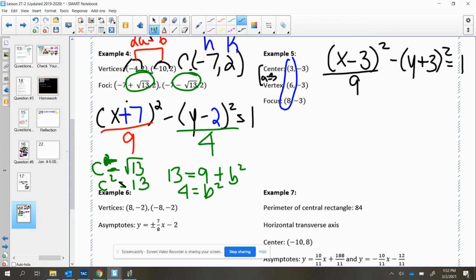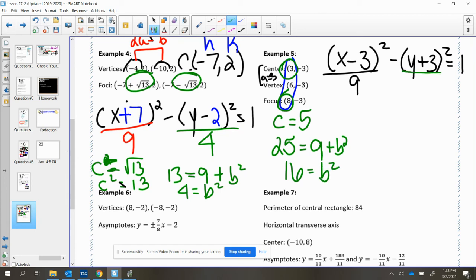And very similar to the last problem, in order to get from our center to our focus, we moved a total of 5 units, which means in order to find B squared, we have to take C squared equals A squared plus B squared. Subtract the 9, and our B squared value is 16.